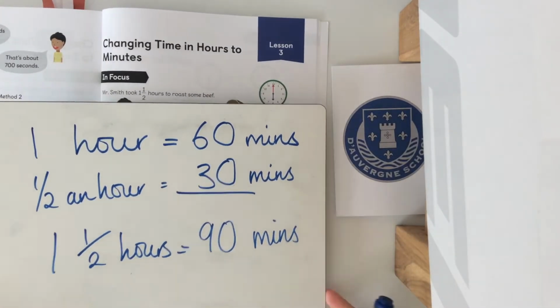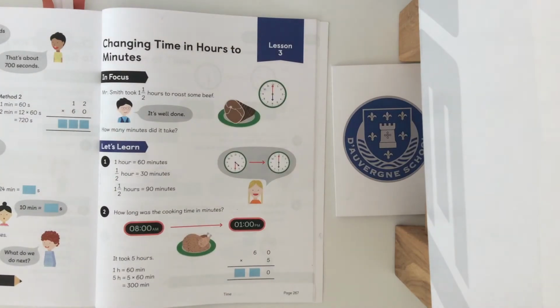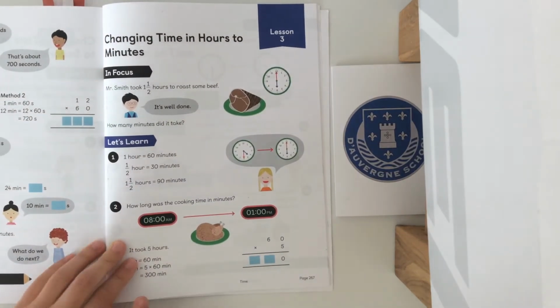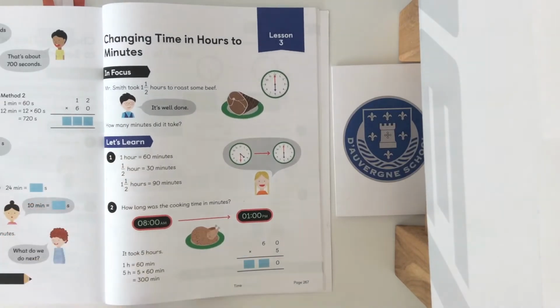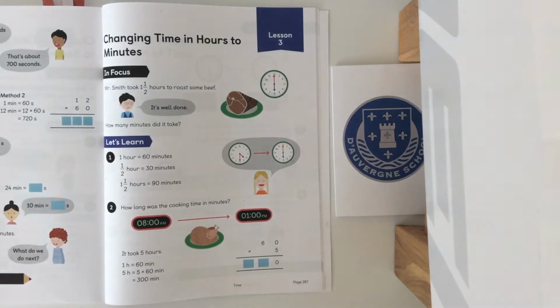Let's see what method they use in Let's Learn. So they used a similar method here. They knew that 1 hour was 60, half an hour was 30, added them together to make 90 minutes. So well done if you got that answer.